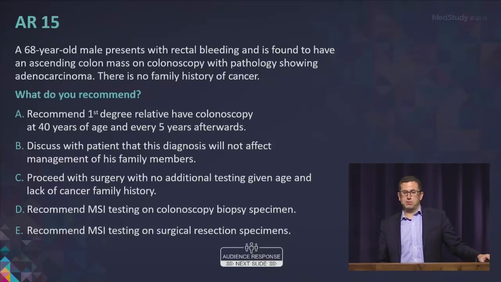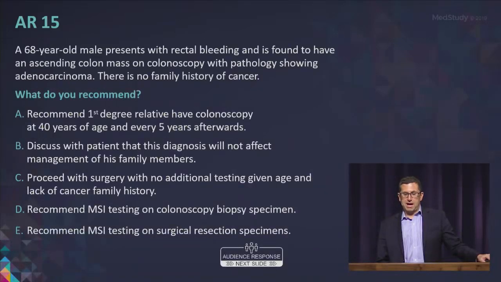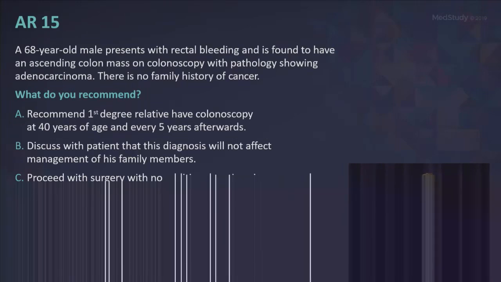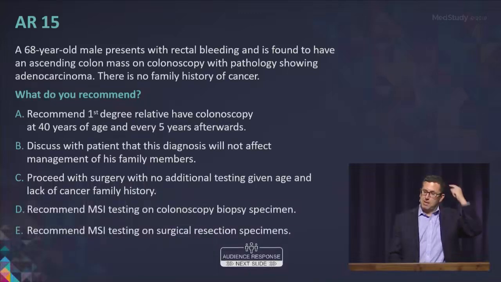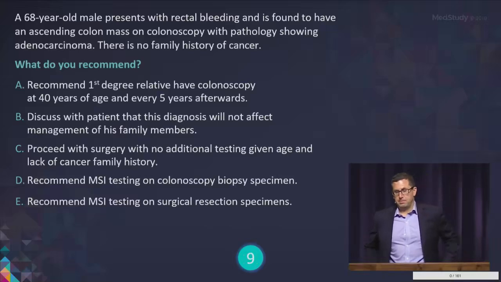Question 15. A 68-year-old male presents with rectal bleeding, is found to have an ascending colon mass on colonoscopy with pathology showing adenocarcinoma. There's no family history of cancer. What do you recommend? A, recommend first-degree relatives have colonoscopy starting at 40 and every 5 years afterwards. B, discuss with patient that this diagnosis won't affect... lack of cancer family history. ...on colonoscopy biopsy specimen. E, recommend MSI testing on surgical resection specimens. Okay. This is kind of a tough one.